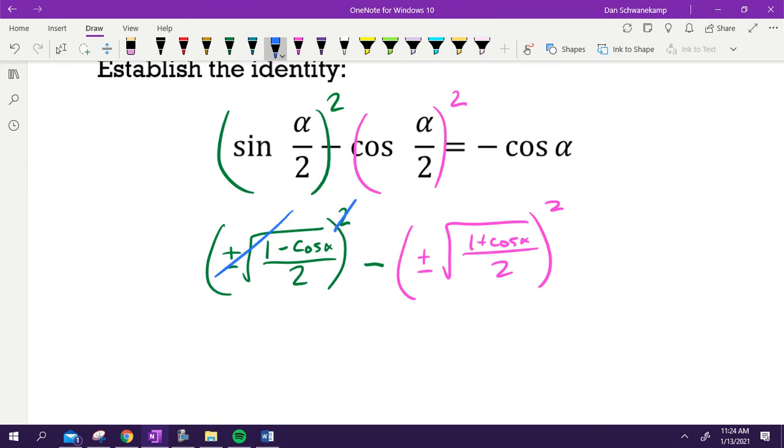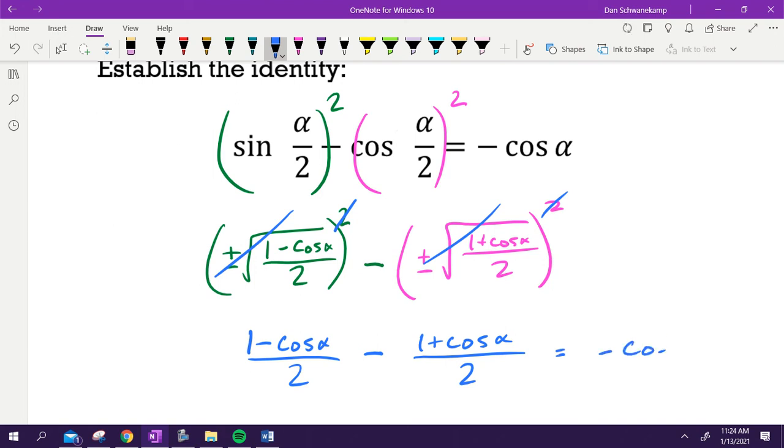Yeah, I'm squaring and square rooting. Those two things are going to cancel. So I get 1 minus cosine alpha all over 2. Minus sign. Boom, boom. Those cancel. 1 plus cosine alpha all over 2. Talk with your neighbor for a second. If you haven't finished that, try to get that equal to negative cosine alpha from that point. See what you can do.